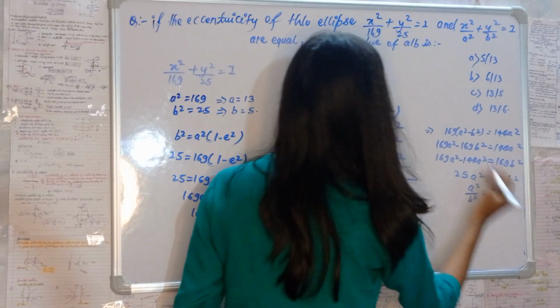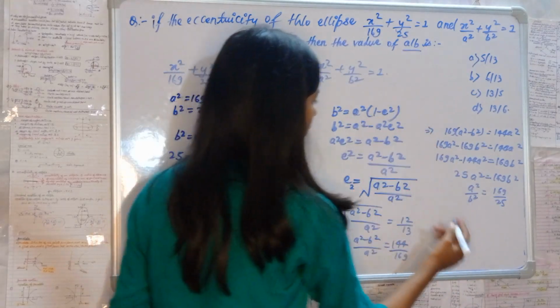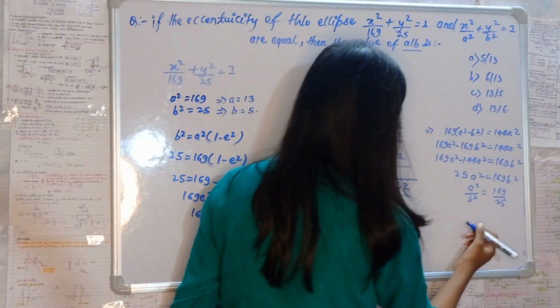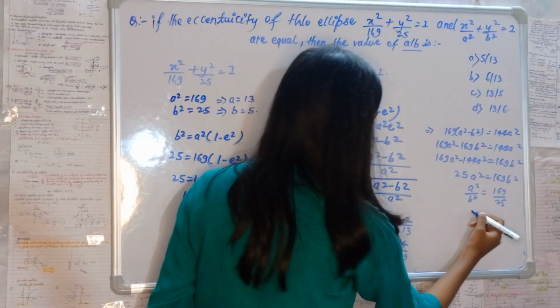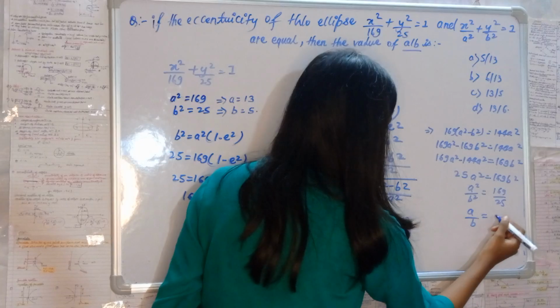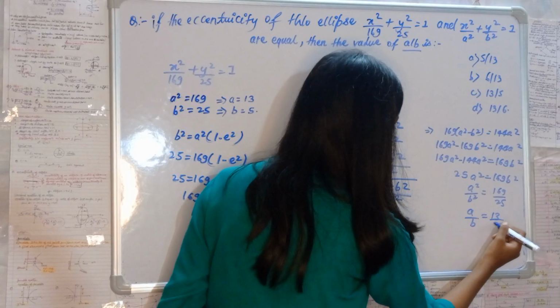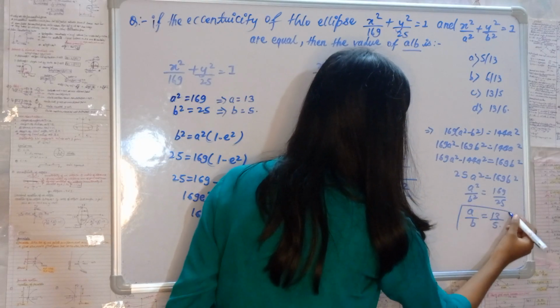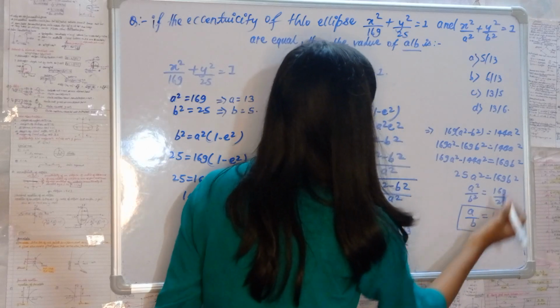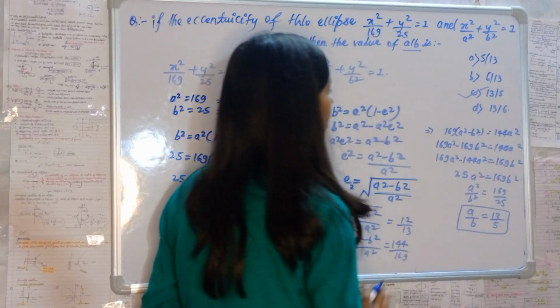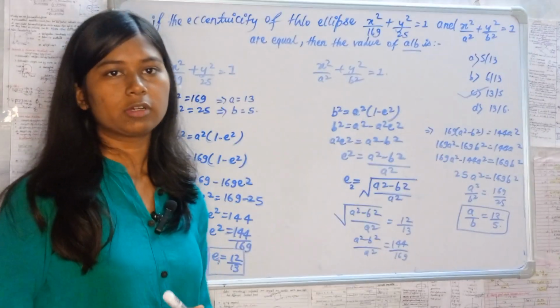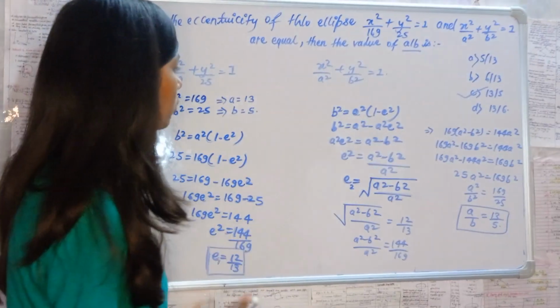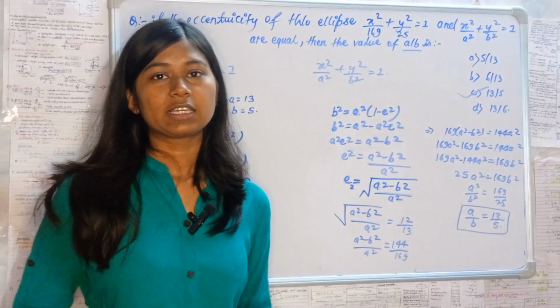Now it is asking for the value of a upon b, so you just need to take the under root on both sides. So a upon b is equal to 13 upon 5. The value of a upon b comes out to be 13 upon 5, so option C is our correct answer. So this was all for this video. This we will be discussing in another part.